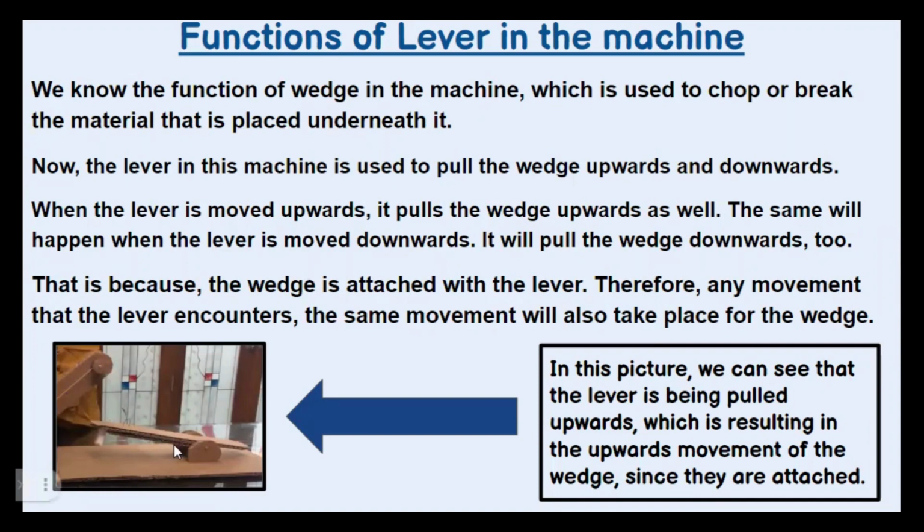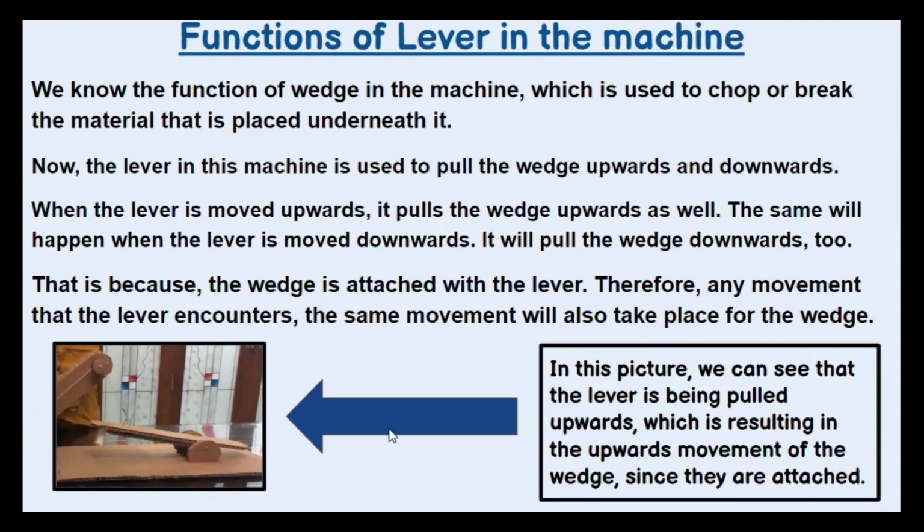When the lever is moved upwards, it pulls the wedge upwards as well. The same happens when the lever is moved downwards. It pulls the wedge downwards as well. That is because the wedge is attached with the lever. Therefore, any movement that the lever encounters, the same movement also occurs for the wedge.